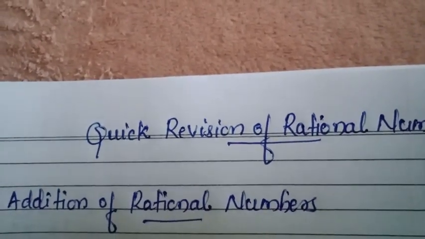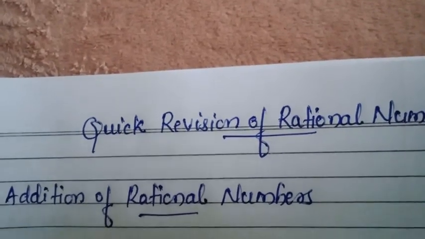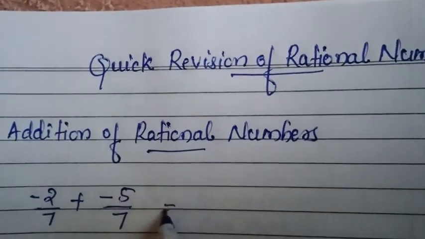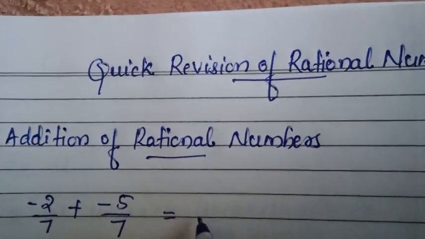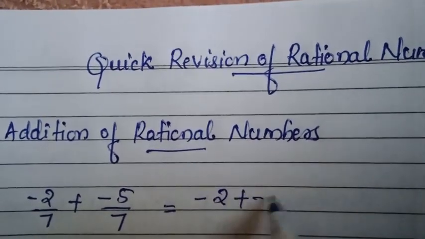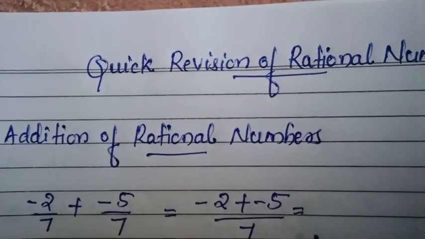So if it is the same denominator, it is very easy to do. Minus 2 by 7 plus minus 5 by 7. Look at the denominator. Denominators are same. So what will we do? Just add the numerators. Minus 2 plus minus 5, the whole divided by 7.